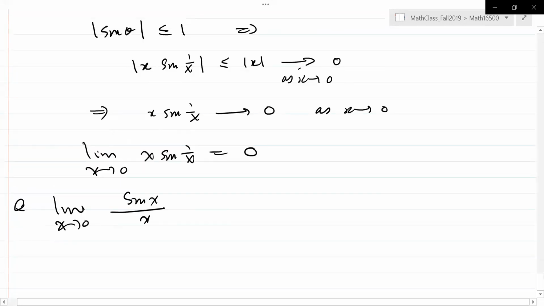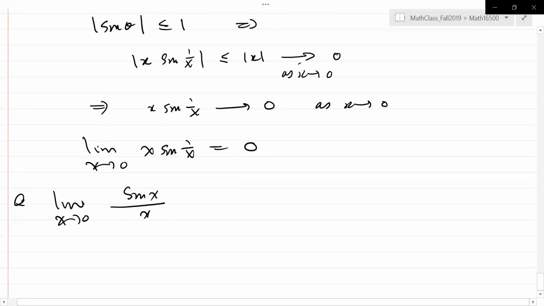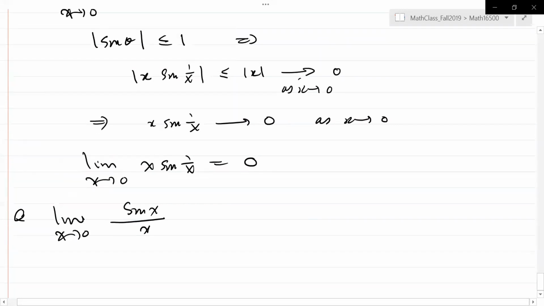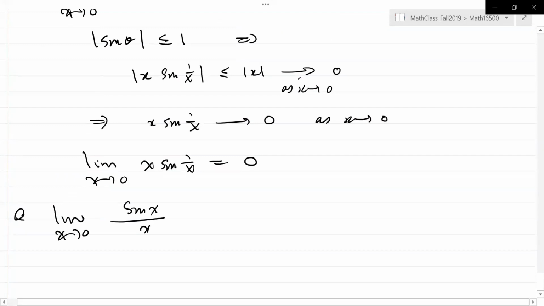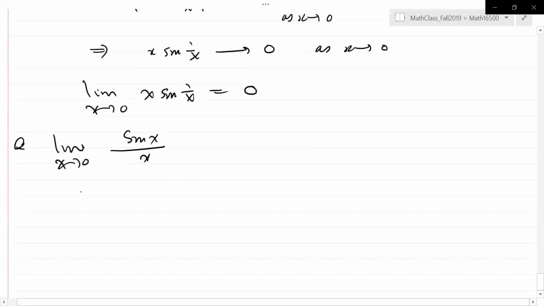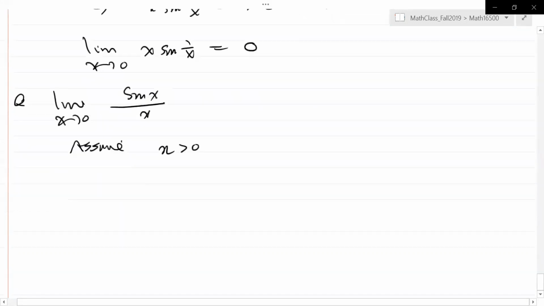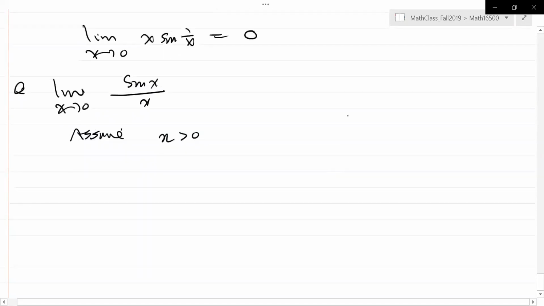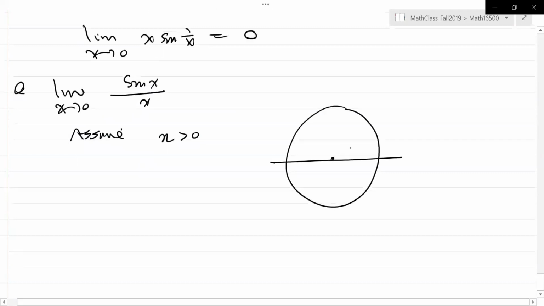Look at this function. You see that when you plug 0 for x into the numerator and denominator, both are 0. So it's like 0 over 0. The denominator clearly has a factor of x. But the numerator, you cannot factor it. Sine x is not sine times x. So let's assume x is greater than 0. And we can use a picture to interpret the meaning of sine x and x.